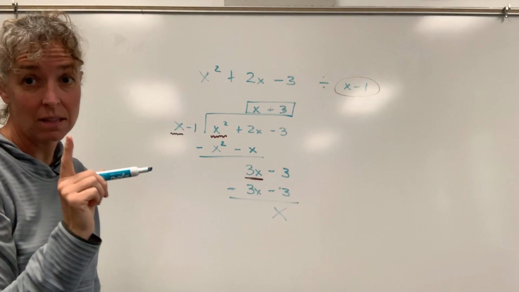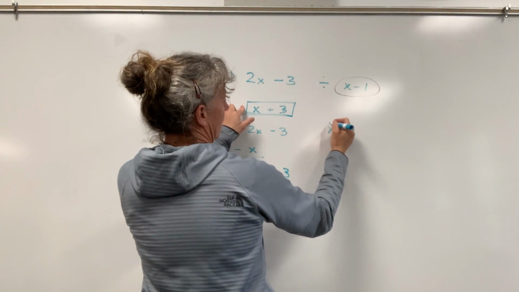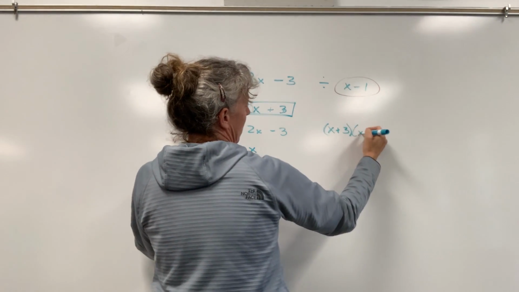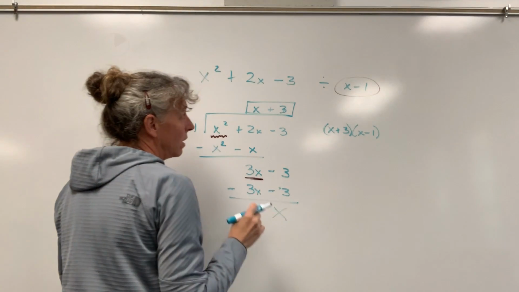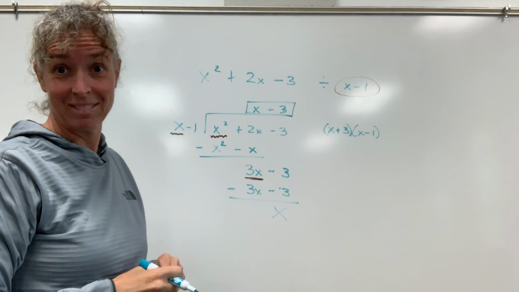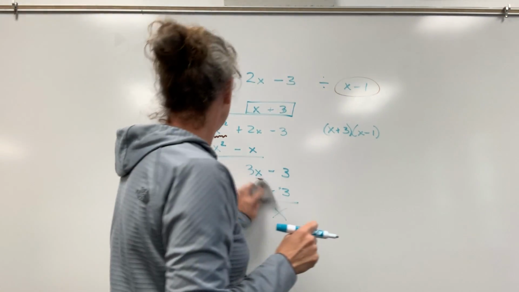What that means is, if I took this and this, which is what I was dividing it by, and I FOILed them, I'd get this. Okay, so that's long division. Let's do another one. I know it's super confusing. Let's do it again.